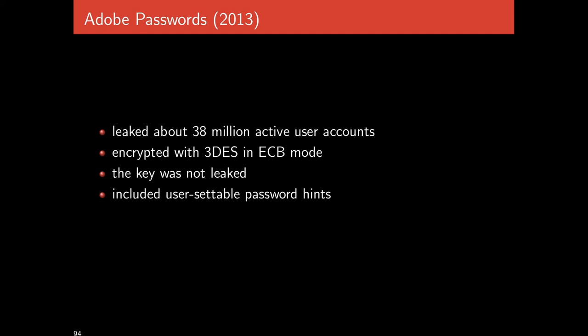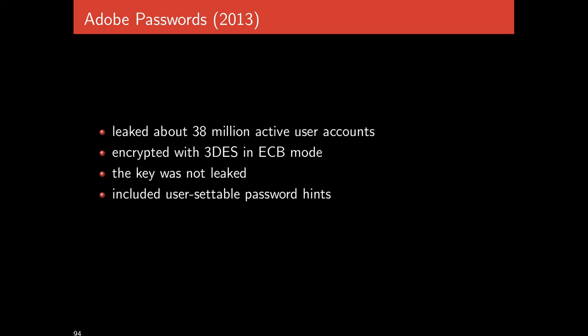If one user has the password ABC123 and another user has the password ABC123, the ECB mode encryption of that will be the same. So you won't know that it's ABC123, but you'll see the same password in this garbage. You'll be able to see the same encrypted random looking string and conclude that these two people have the same password.